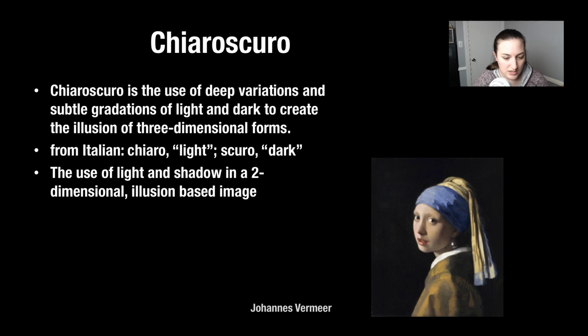A few terms for value that you should know. Chiaroscuro is the use of deep variations and subtle gradations of light and dark to create the illusion of three-dimensional forms. It comes from the Italian word chiaro, meaning light, and scuro, meaning dark. So having both light and dark in the image, but having quite a drastic contrast, basically. The use of light and shadow in a two-dimensional illusion-based image.